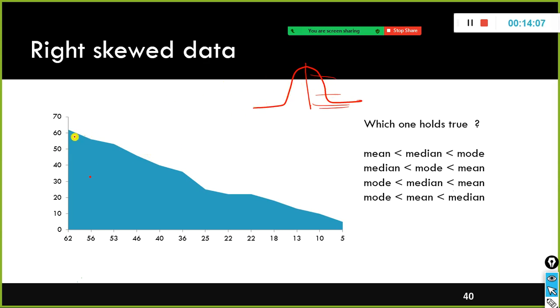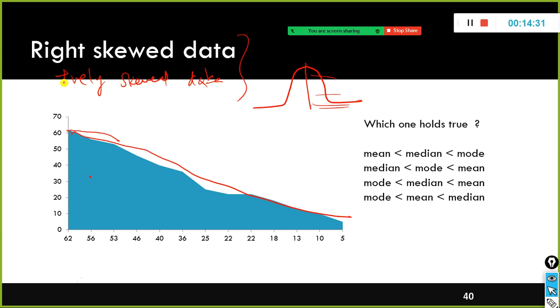So here you can see a peak here. And then if I draw a line here, it comes like this, right? The tail is flattening completely on the right side. This is called right skewed data. It is also called positively skewed data. They use these two terms interchangeably.